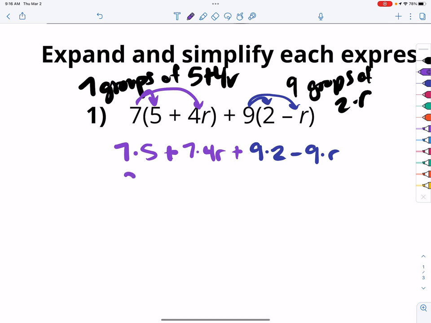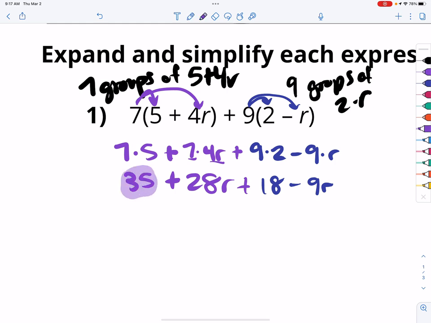7 times 5 is 35. Plus 7 times 4r is 28r, plus we have 9 times 2, which is 18, and we're subtracting 9 times r, which is 9r. So now that we've got those distributions done, it is time to combine like terms.